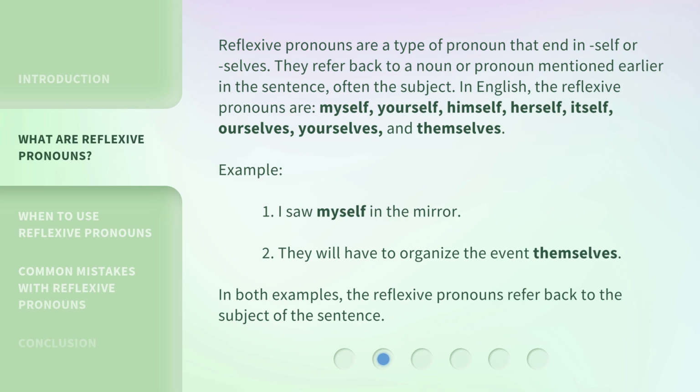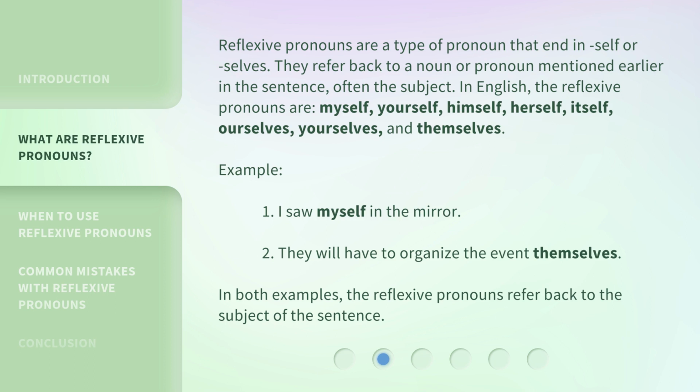Reflexive pronouns are a type of pronoun that end in self or selves. They refer back to a noun or pronoun mentioned earlier in the sentence, often the subject. In English, the reflexive pronouns are myself, yourself, himself, herself, itself, ourselves, yourselves, and themselves.